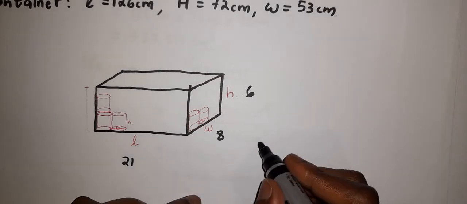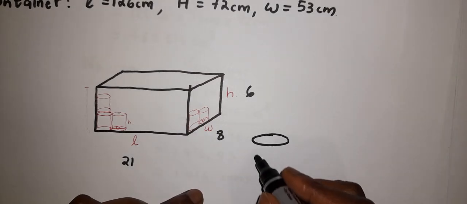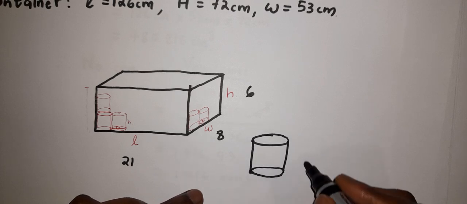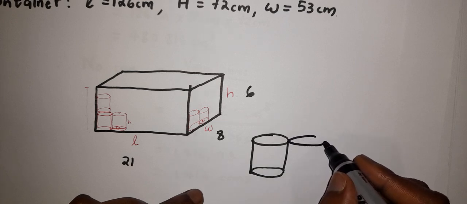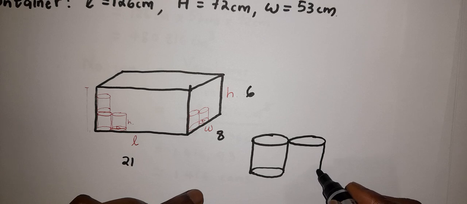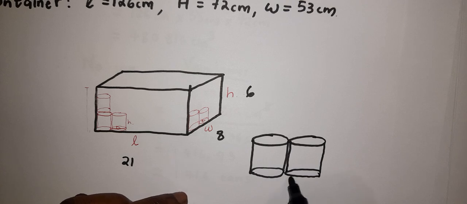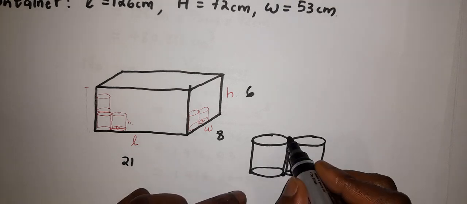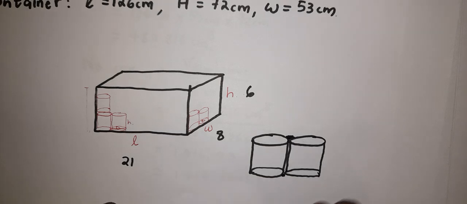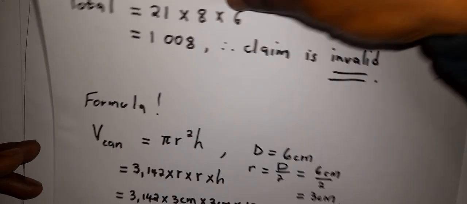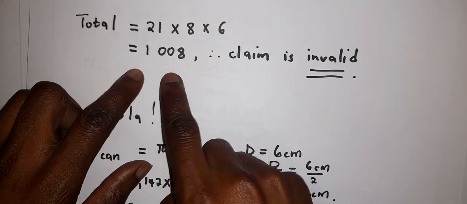So if you just pack a cylindrical container next to another cylindrical container, you would realize that these containers do not touch completely. There is this gap right here. There's also this gap right here. And because of those gaps, the practical method takes into account that there are those gaps, which means we eliminate those gaps whenever we calculate the cans that we can fit.